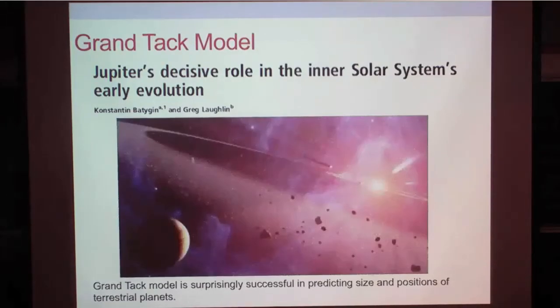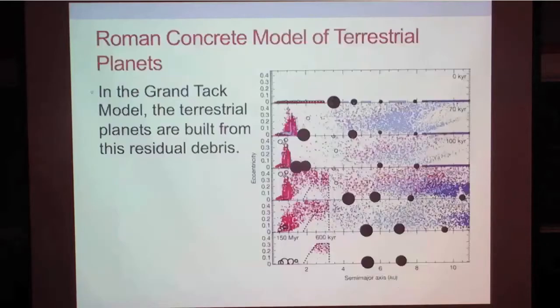Okay, so that's just an artist's sketch of what this might have looked like with nothing but debris in the inner solar system. Okay, so in this model, as stated, the terrestrial planets are then built from this residual debris.